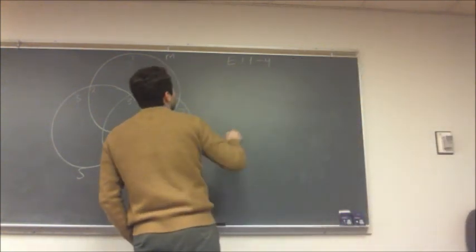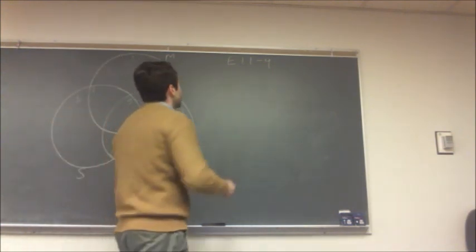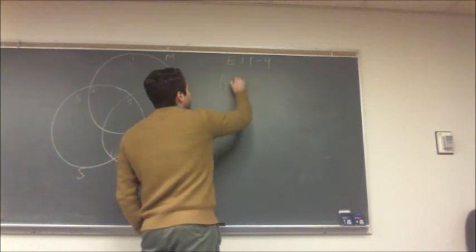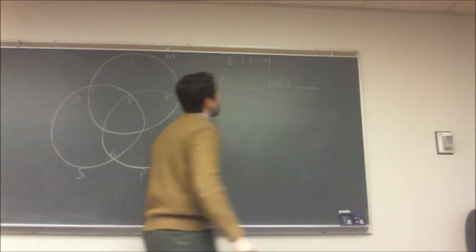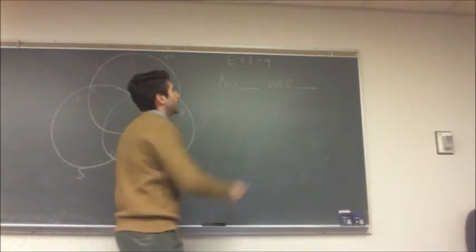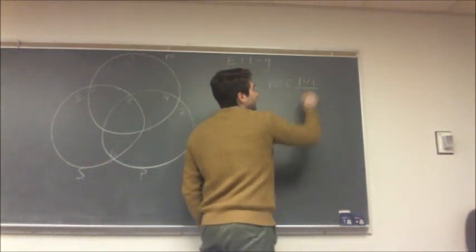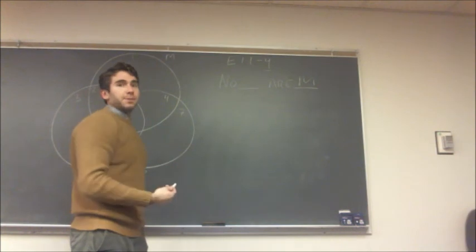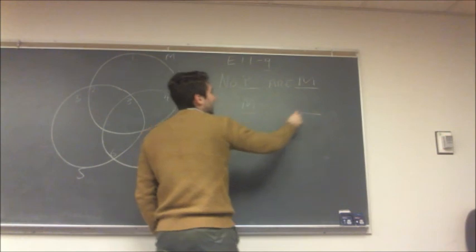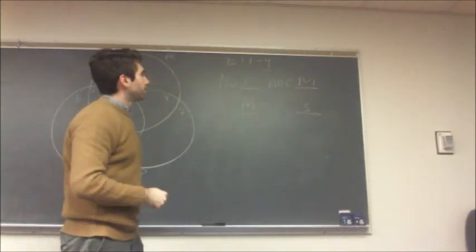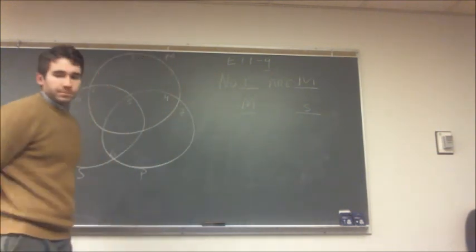So we'll start with the first premise, type E. So that means it is "No blank are blank." But what do we put in the blanks? Note that the figure is 4. So the middle term is going to be in the predicate position of the first premise and in the subject position of the second. And the predicate will be up here, and the subject will be down here. Okay, so this is our first premise: No P are M.